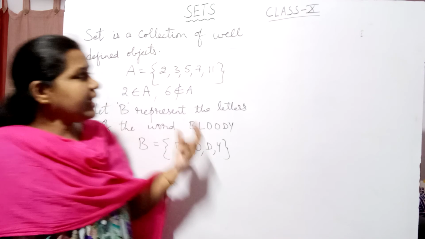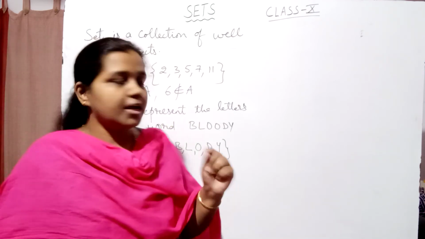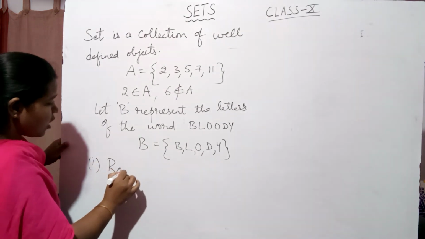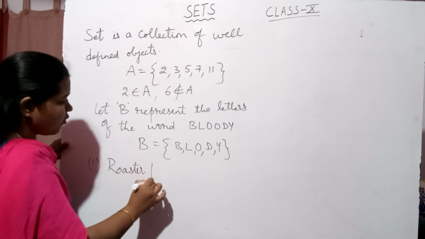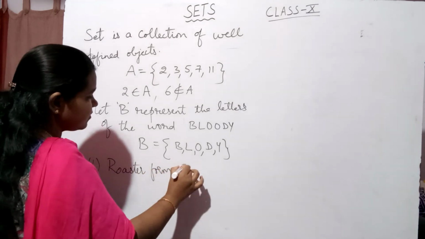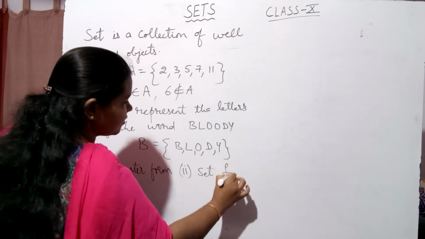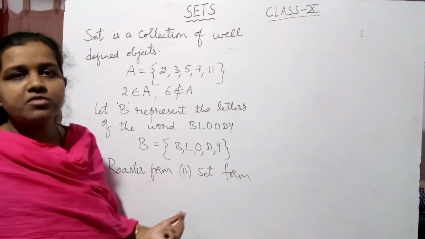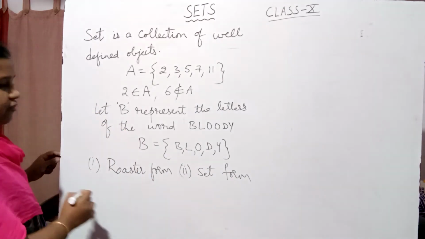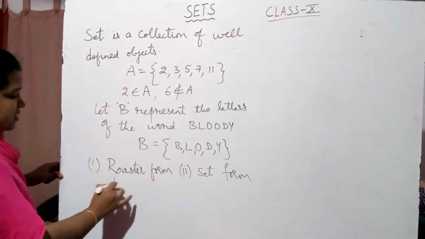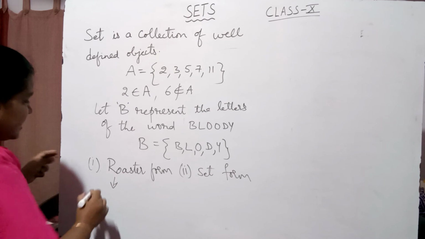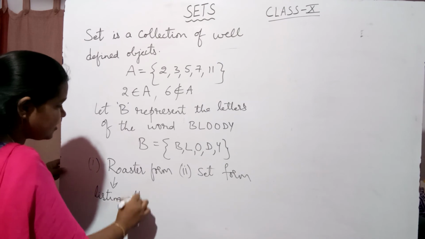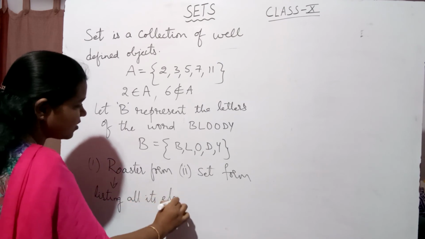We can represent a set in two ways. The first one is roster form, R-O-S-T-E-R, and the second one is set builder form. So what is roster form? In roster form, we write the set by listing all its elements.